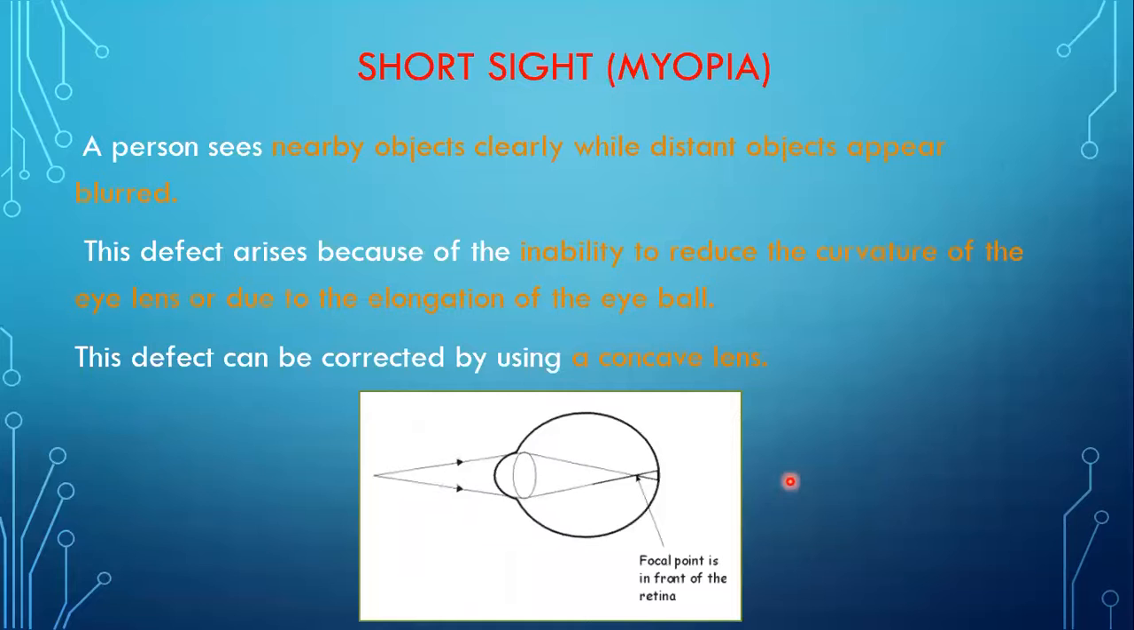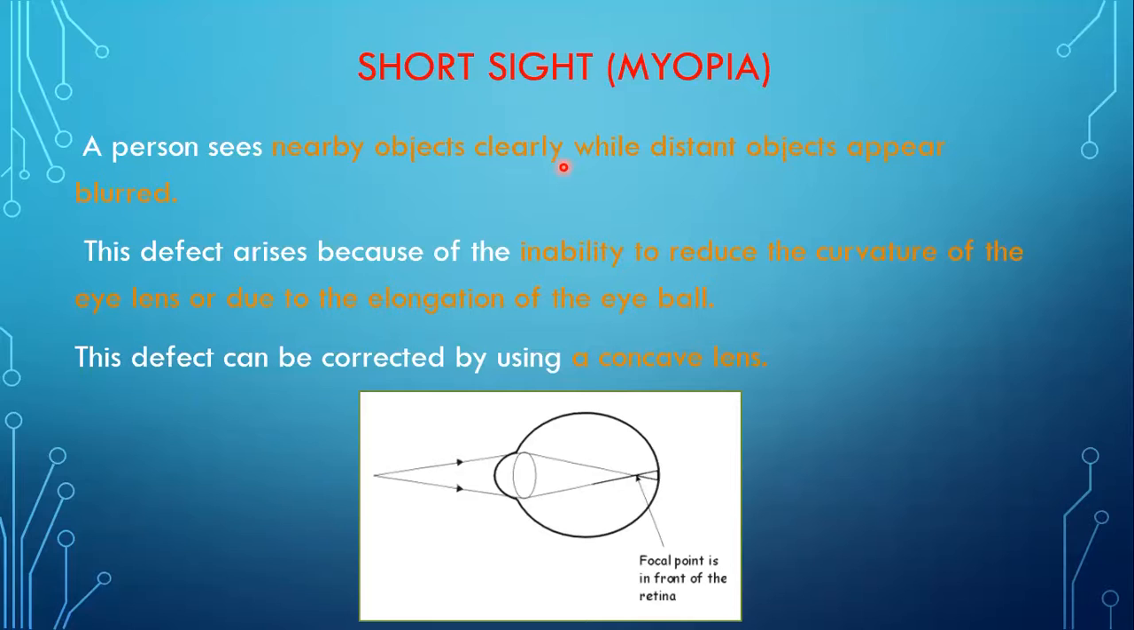Short sight. A person sees nearby objects clearly while distant objects appear blurred. So when you are suffering from long sight, you can't see near objects. In short sight, you can see near objects and distant objects appear blurred.